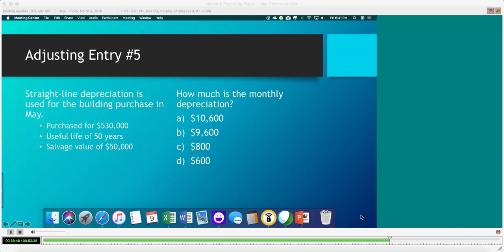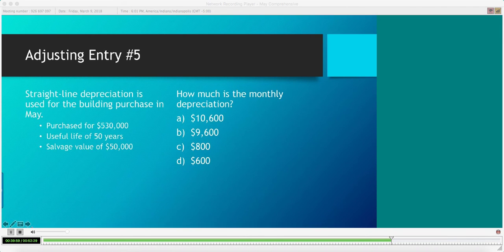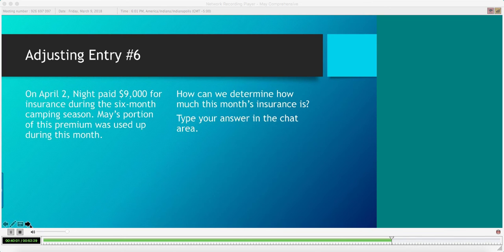Great job. Most buildings usually have a useful life of 30 to 50 years, depending on how new it is when you purchase it. So you guys are doing great so far.